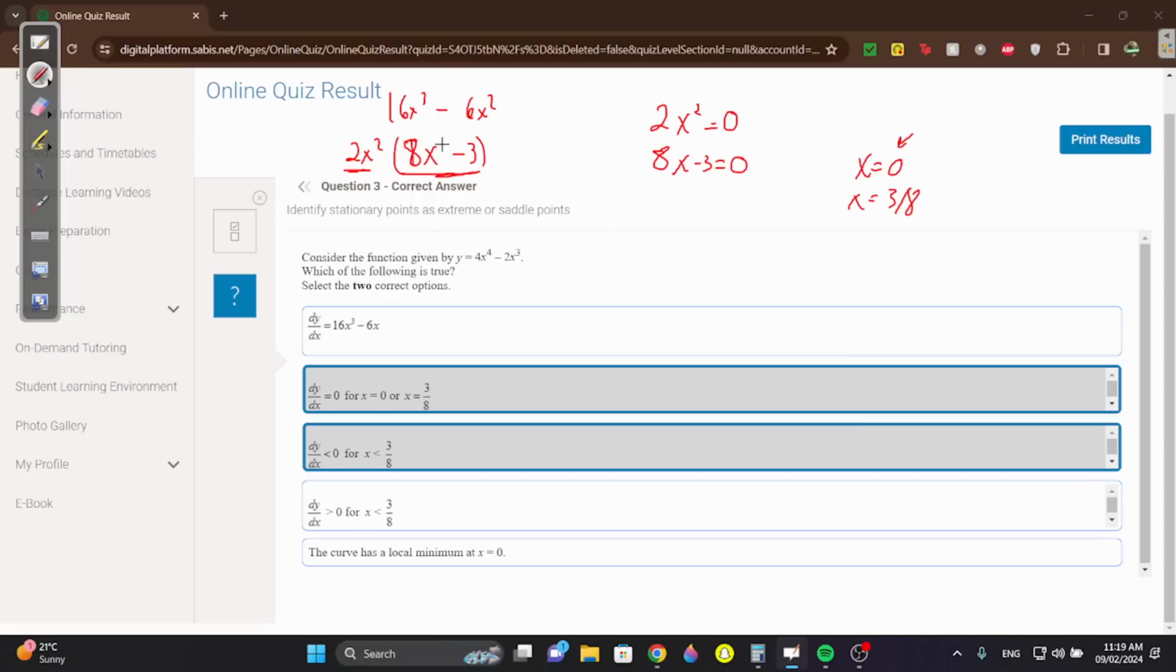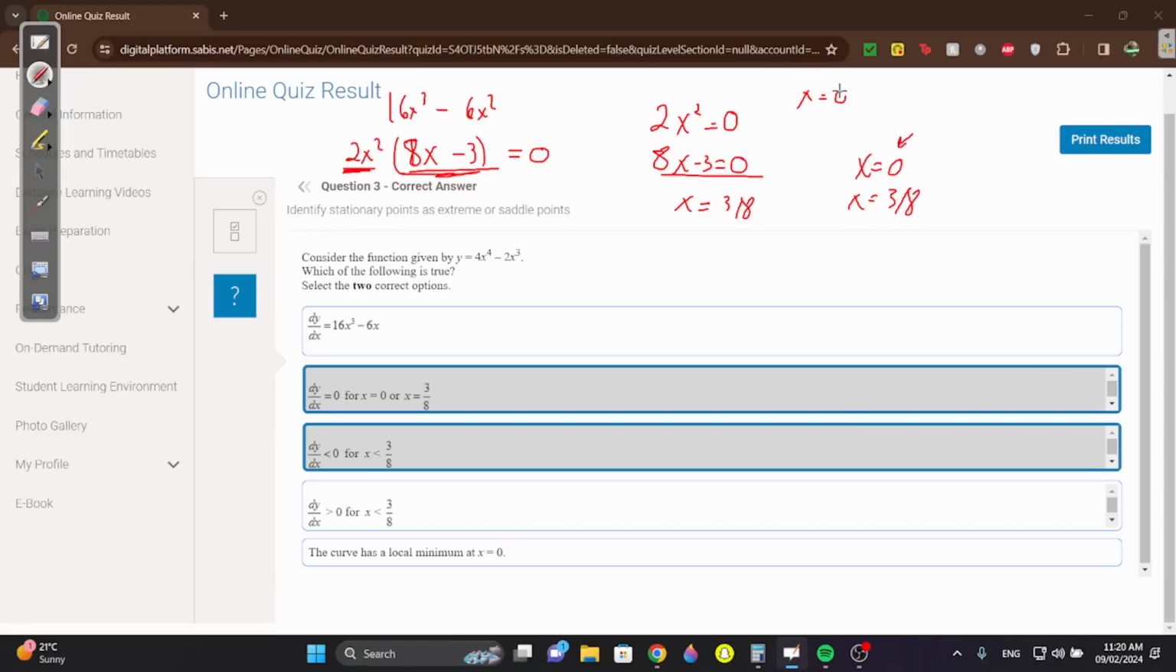Okay, this is just for the people who don't know. To solve for 0, if you have anything equals 0, you have to take both products. 2x squared equals 0 and 8x minus 3 equals 0. 8x minus 3 equals 0, you get x equals 3 over 8. We said that. And 2x squared equals 0, you're going to get x equals 0. Divide by 2 both sides, square root of 0, you get 0.